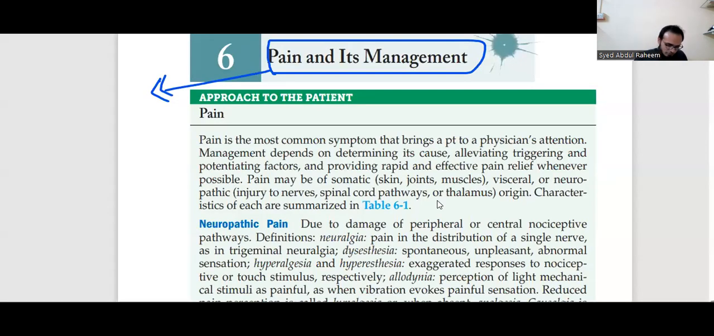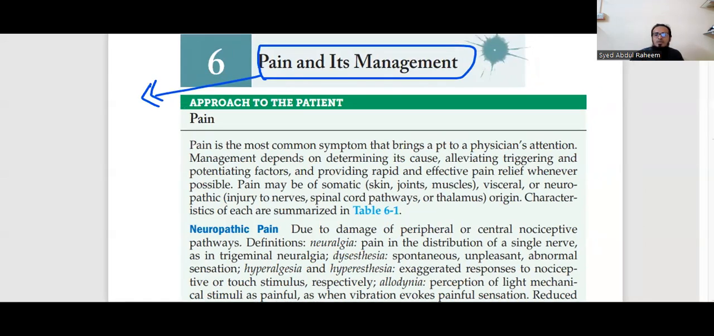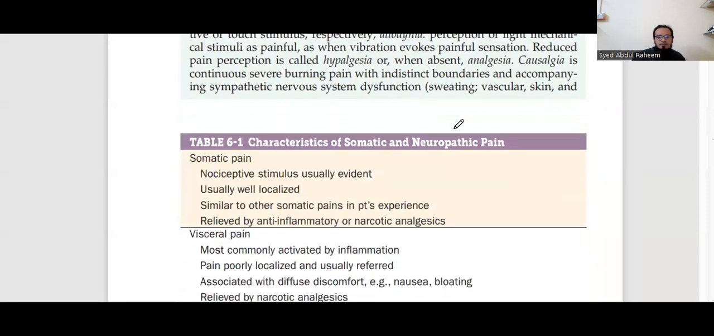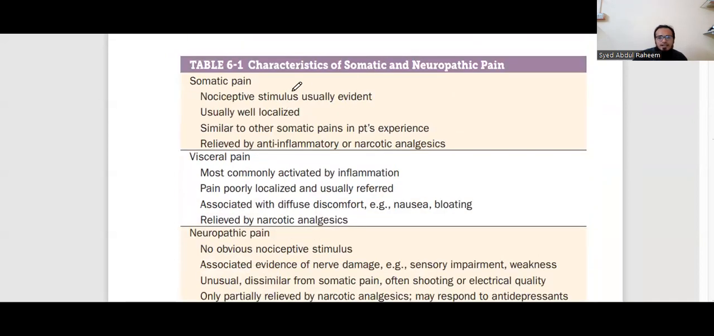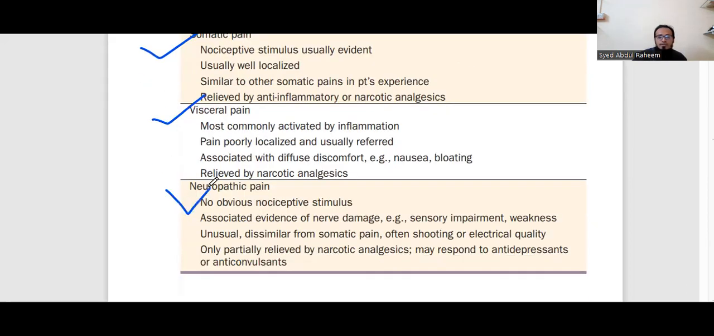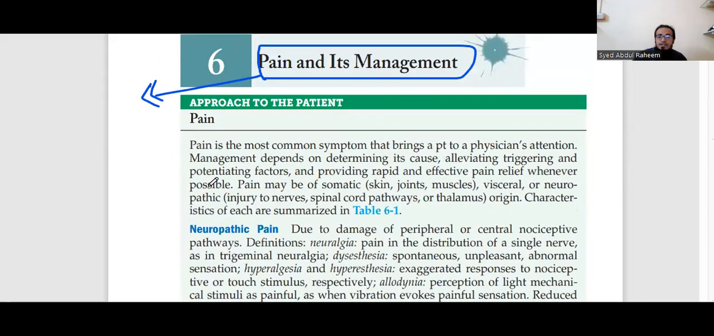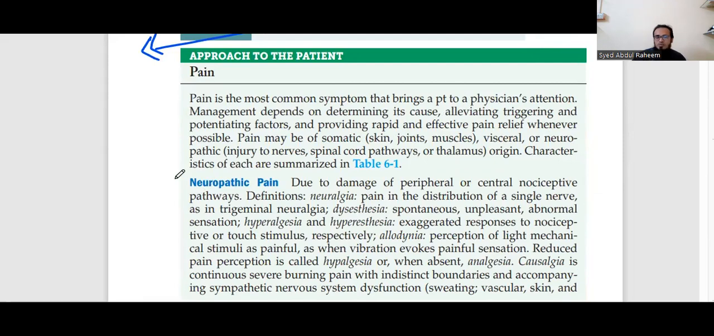Now we'll see different types of pains according to modern medicine. Basically, pain is the thing that makes anyone approach the physician easily. If they feel pain, they can easily approach the physician. So we have different types of pain. You can see the characteristics of somatic and neuropathic pain. So we have somatic pain, visceral pain, and neuropathic pain, and different names are given for each type of pain in neuropathic pain.